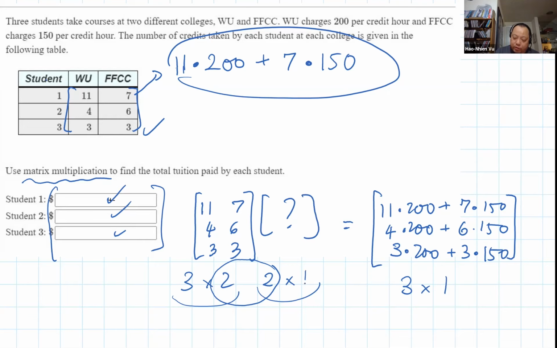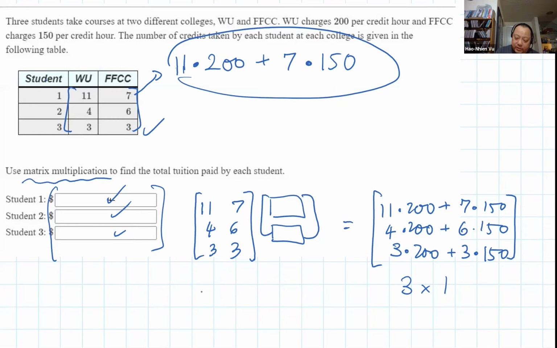So this has to be some sort of 2 by 1 matrix, so that we get an answer that's 3 by 1. In other words, we know that our matrix will look like this. It has to be a 2 by 1 matrix. Okay, 3 by 2 multiplied by a 2 by 1 to result in a 3 by 1 matrix.